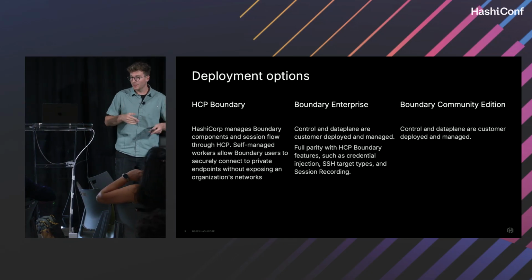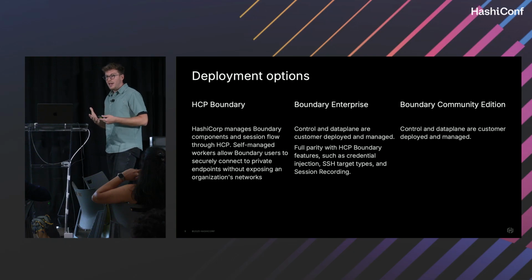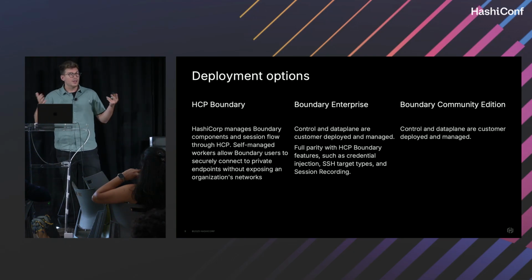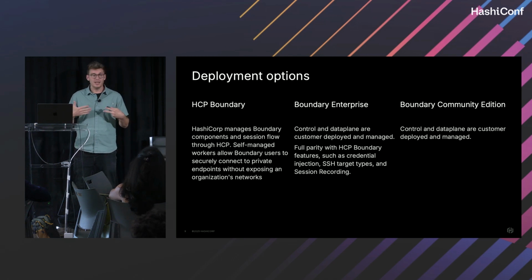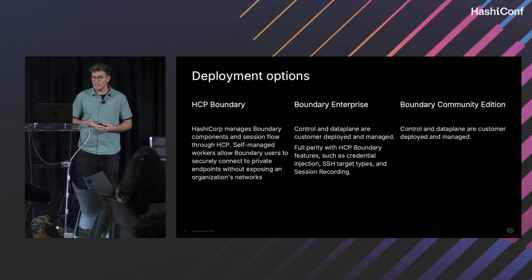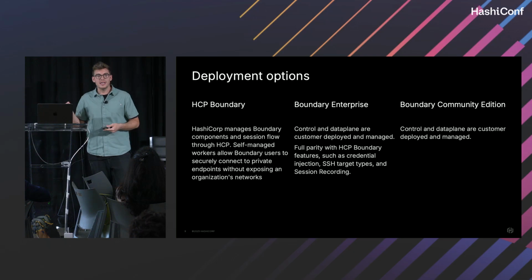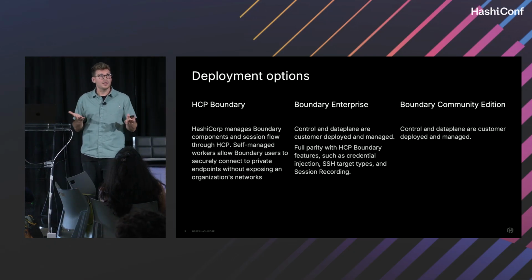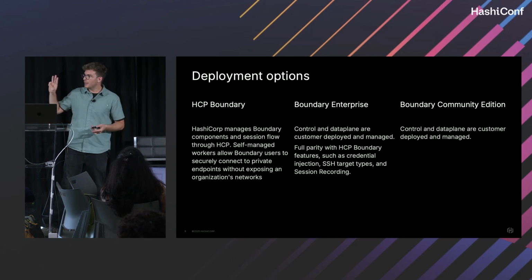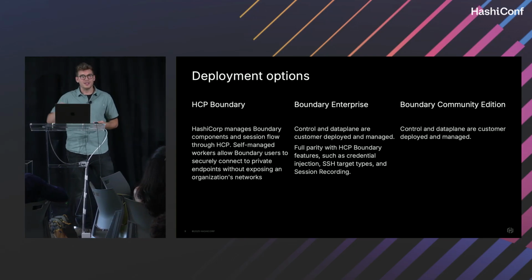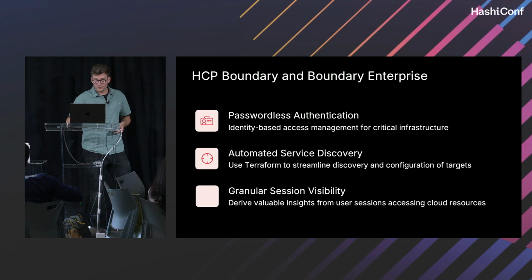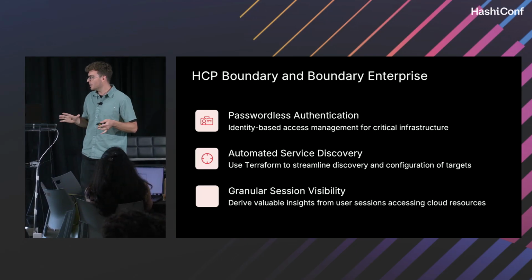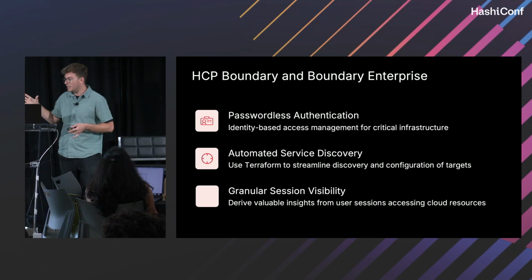Then there's the Boundary Enterprise, which you'll be playing with today, which is a fully self-managed deployment of Boundary that has access to all of our enterprise features. And then there's the Boundary Community Edition, which has a more limited feature set and is also self-managed. So these are the three different flavors of Boundary that you're going to see and that you can experiment with. And what are the benefits of those enterprise level offerings for Boundary Enterprise and HCP?